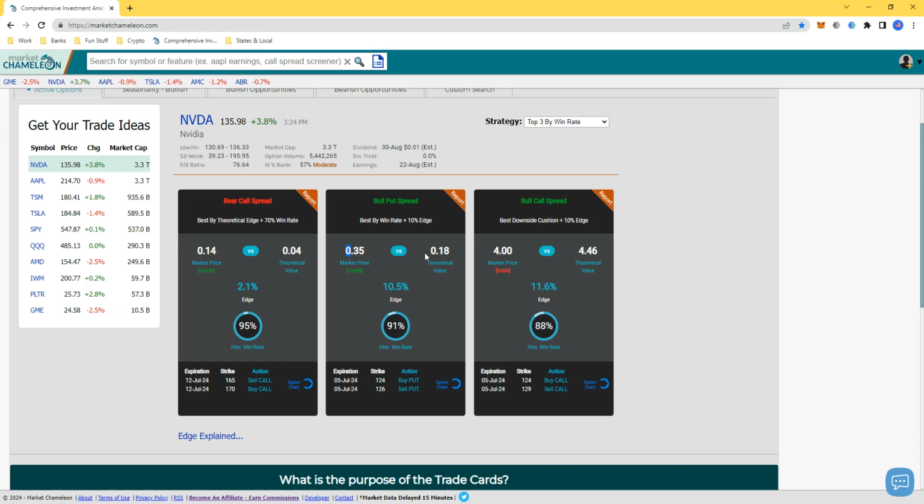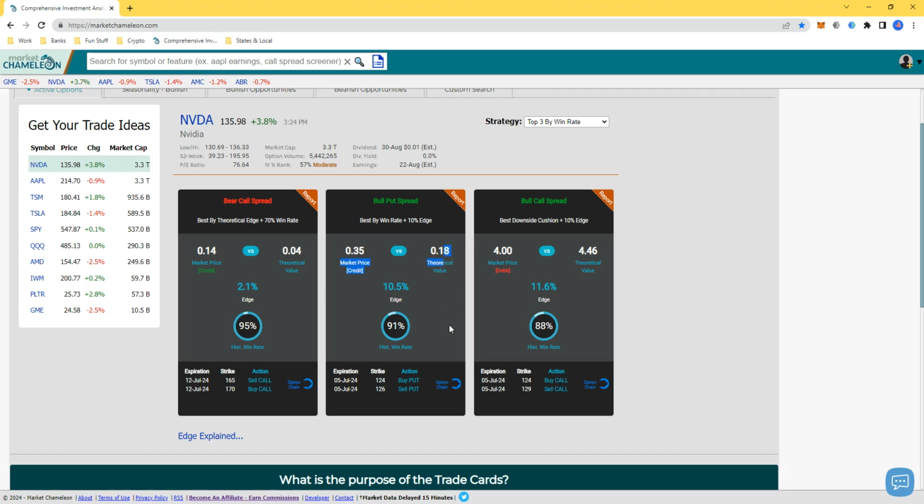This is why you choose Market Chameleon, to find those trades, to find this edge. You got a 10.5% edge and a 91% win rate based on history. Historic win rate 91%. So there's a 91% chance that this option will expire worthless and you will collect your 35 bucks compared to collecting 18 bucks.